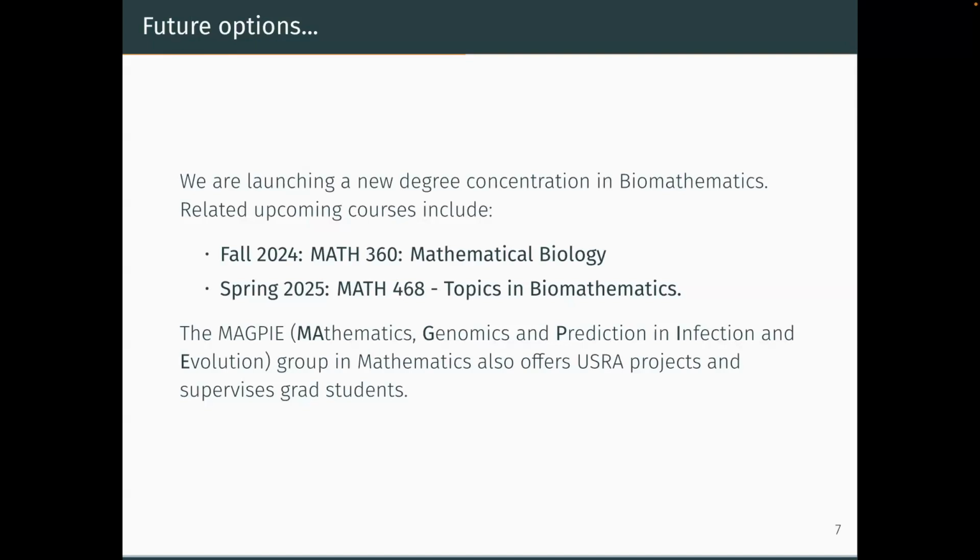Also, there's the MAGPIE group that I'm part of. This stands for Mathematics, Genomics, and Prediction in Infection and Evolution. There are USRA projects that we typically advertise. I know that one or two people have done those courses and are going to do USRA projects. And also, if you're interested in grad school as well, feel free to talk to me about any of those things. Even if it's not with me in particular, I can hopefully direct you to people who might be able to help you. Okay.